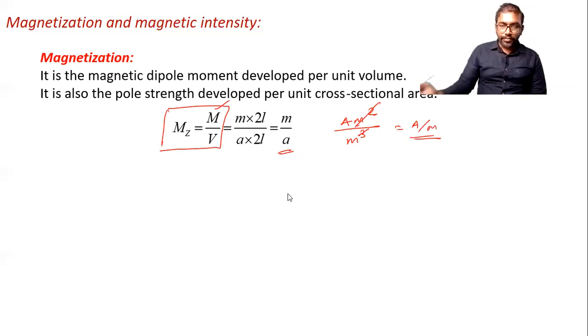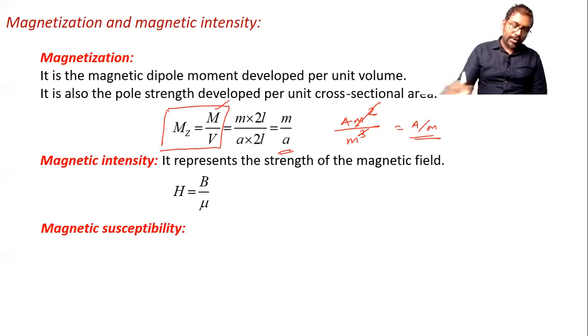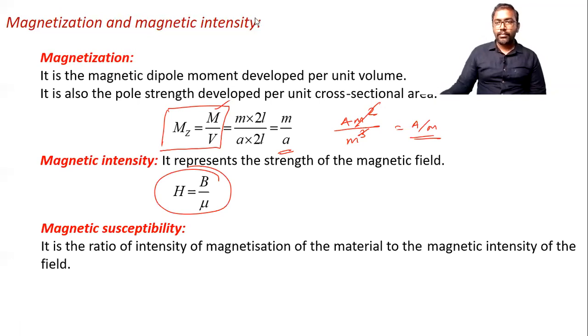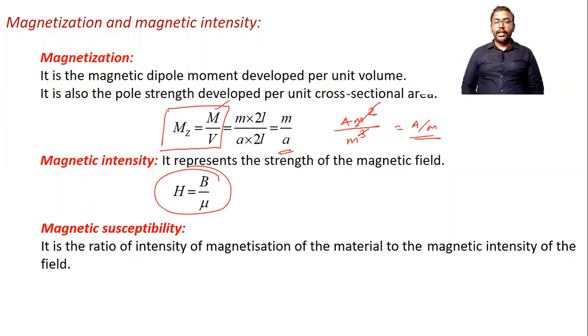Now let's see the next quantity, magnetic intensity. Magnetic intensity represents the strength of the magnetic field. It is represented by H. H is equal to B by mu. Now, magnetic susceptibility is the ratio of the intensity of magnetization of a material to the magnetic intensity of the field. So chi_m is Mz divided by H, magnetization over magnetic intensity.